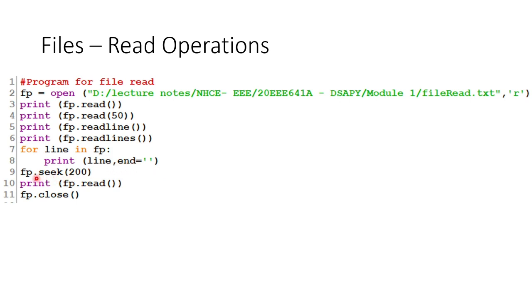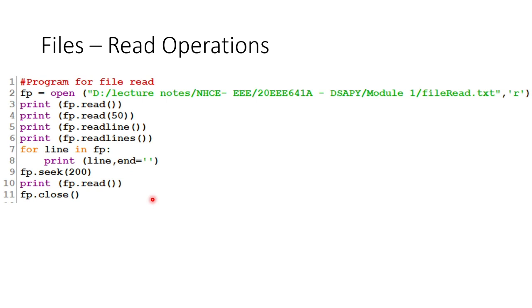We also have another function called seek, which will change the position of the cursor to the specified value. So if it is at 1 and you seek 200, the cursor will go to the 200 position. Whatever contents are read can also be printed by using the print command, similar to line number 3, where we use the print function to print the content read by the read command.